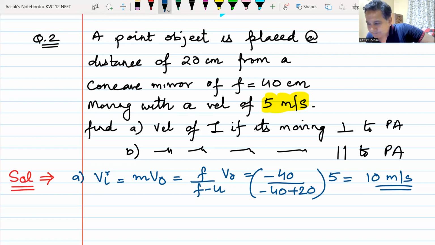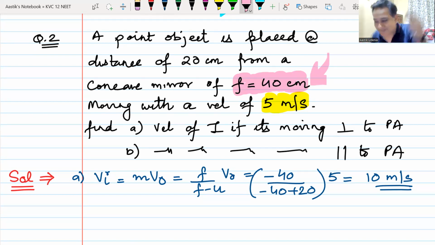Sir, in the focal length, how did you take minus 40? Because it's a concave mirror, no? Yes, sir. Everything has to be done with proper sign convention. I did not make a mistake there. I made a mistake in calculating. I did not make a conceptual mistake in putting the values. I made a mistake in calculating.